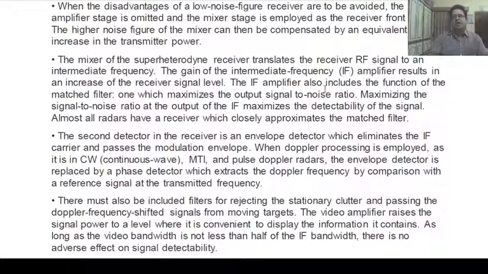The IF amplifier also includes the function of the matched filter, one which maximizes the output signal to noise ratio. Maximizing the signal to noise ratio at the output of the IF maximizes the detectability of the signal. Almost all radars have a receiver which closely approximates the matched filter.